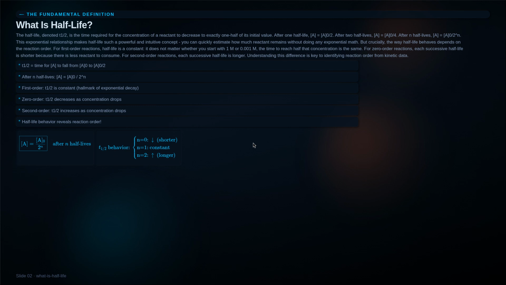For first-order reactions, half-life is a constant. It does not matter whether you start with 1 molar or 0.001 molar, the time to reach half that concentration is the same. For zero-order reactions, each successive half-life is shorter because there is less reactant to consume. For second-order reactions, each successive half-life is longer. Understanding this difference is key to identifying reaction order from kinetic data.